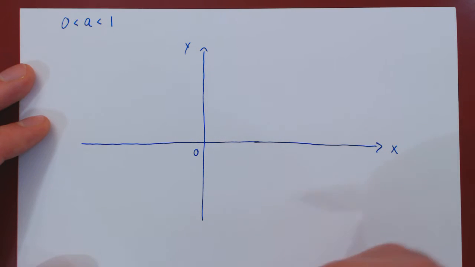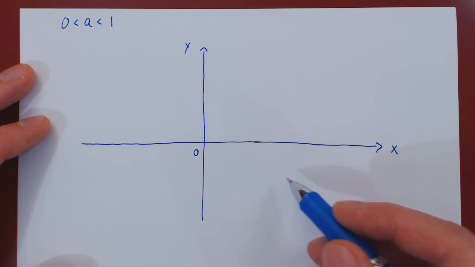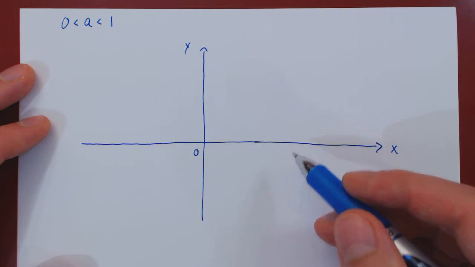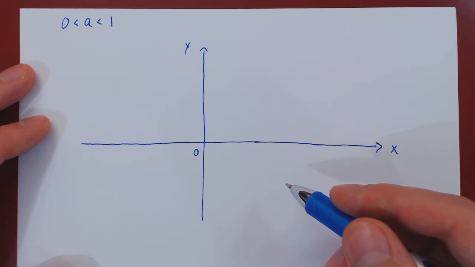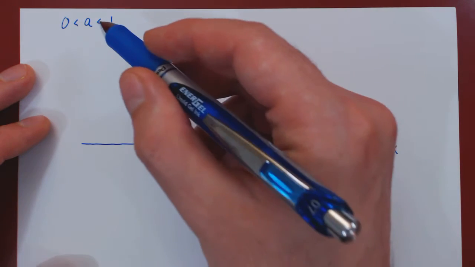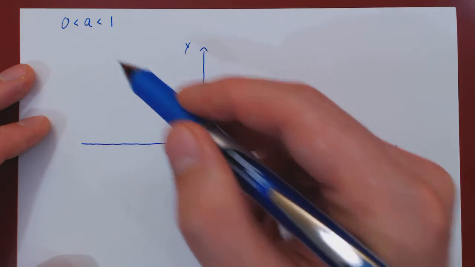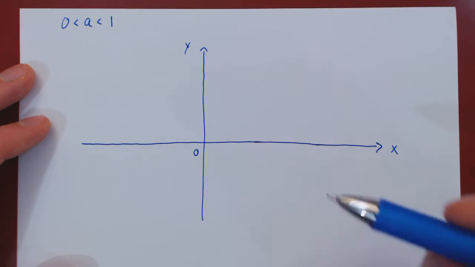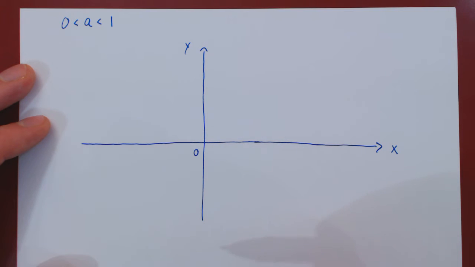Right? Think of 1 over 10. 1 over 10 squared is 1 over 100. 1 over 10 cubed is 1 over 1,000. 1 over 10 to the 4 is 1 over 10,000. So if you take a larger and larger power of a number that is smaller than 1 but positive, this will get smaller and smaller and very, very quickly.